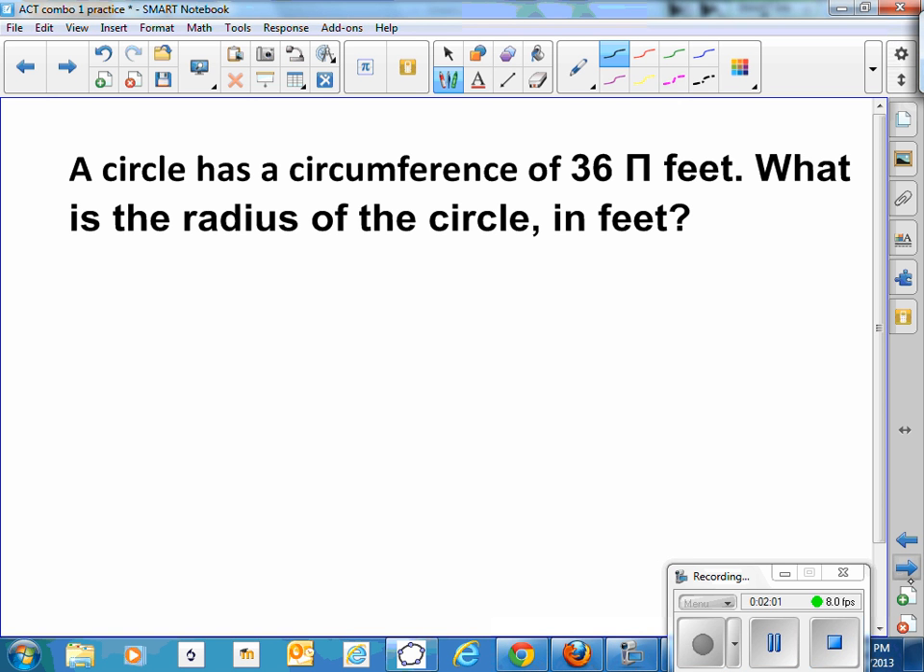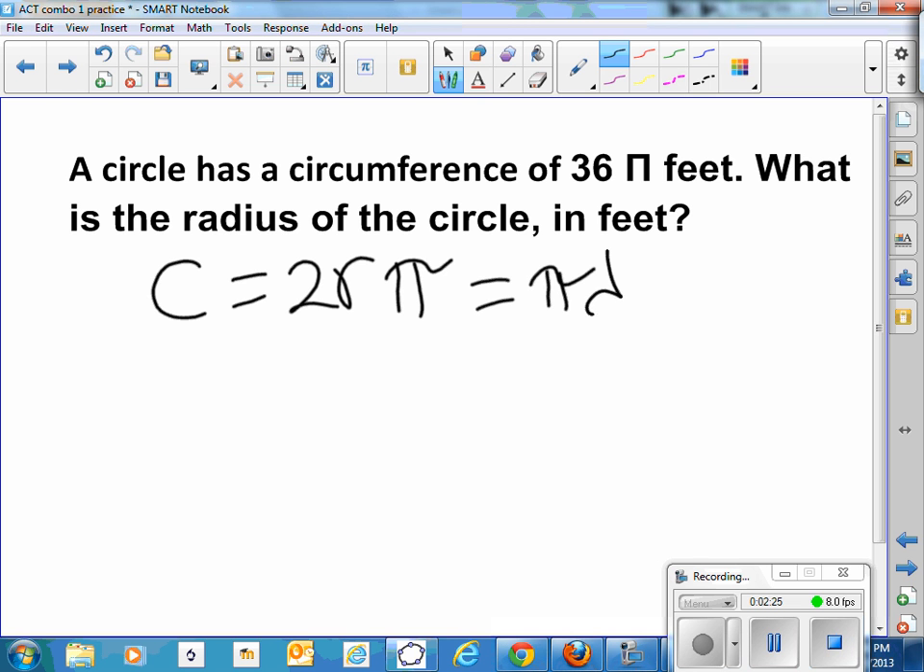Let's say a circle has a circumference of 36 pi feet. What is the radius of the circle? Well, we know that the circumference is equal to 2 times the radius times pi, or another way that is often written is pi times the diameter. But the diameter is 2 times the radius, so either one of those would be fine. We're looking for the radius, so maybe we'll leave it like I had it initially.